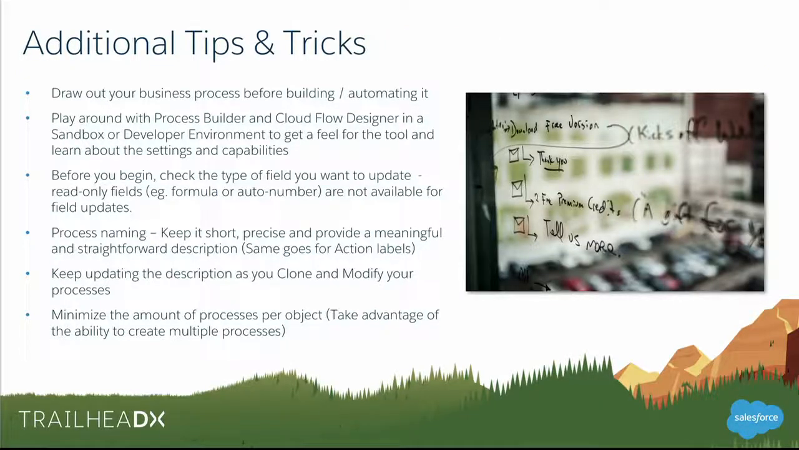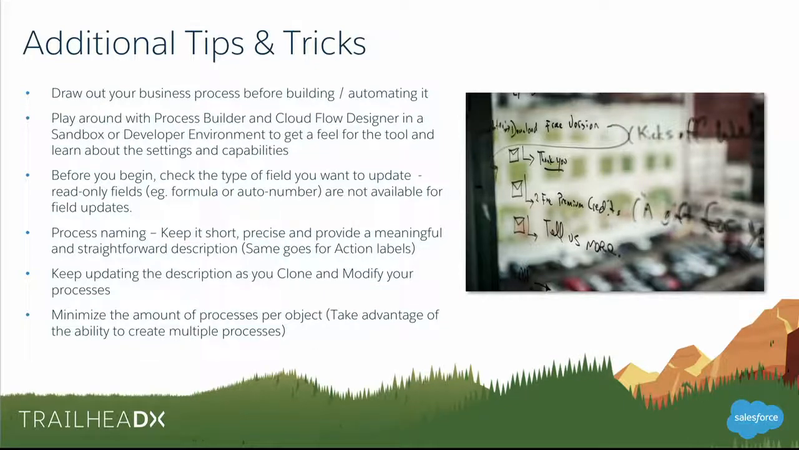Some additional tips and tricks here. Draw out your business process before building and automating it. As I said, if any of you have used Visio or any tools like that, it really does help to document that process. Use swim lanes. If it's an integration, you may want to use swim lanes for the different systems. If it's going across different personas, so it starts with a particular type of user, and then it goes to another group of users or another user, and then finally it ends up with a third group, use swim lanes to represent those and show how the tasks cross over between one person and the next.